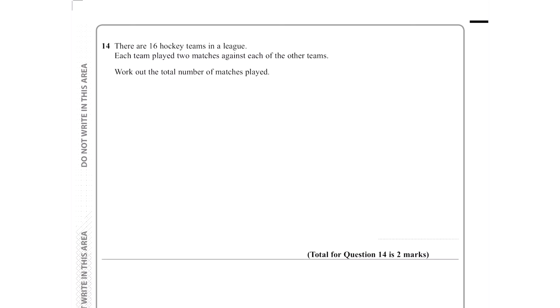There are 16 hockey teams in a league. Each team played 2 matches against each of the other teams. Work out the total number of matches played. So each team is not going to play against themselves, but they're going to play every other team. So if there's 16 teams, that means each team is going to play 15 matches. And how many teams are there altogether? 16. So it's just a case of 16 times 15, which gives you 240.